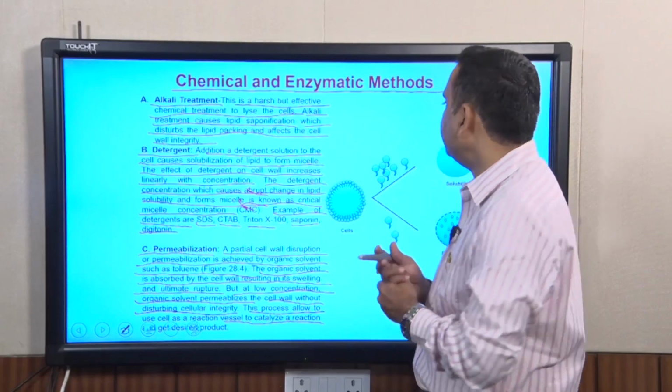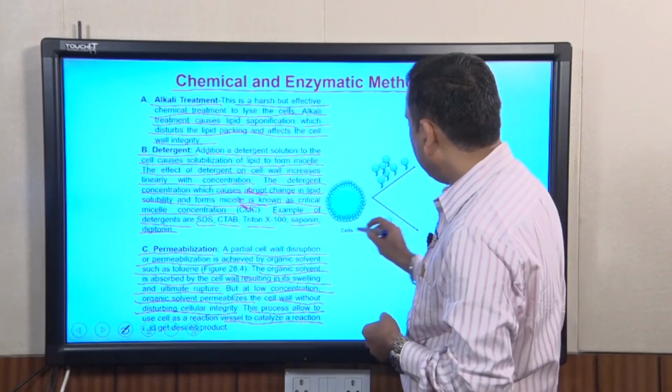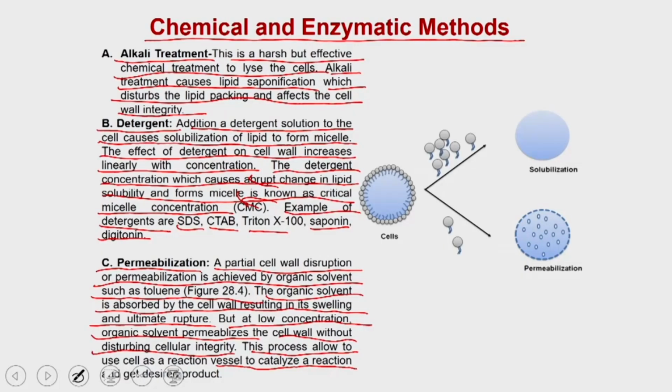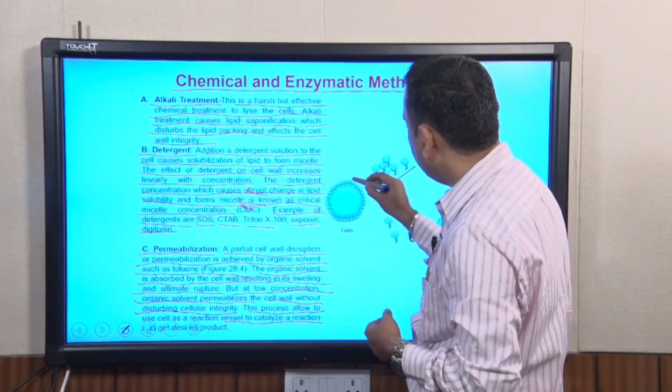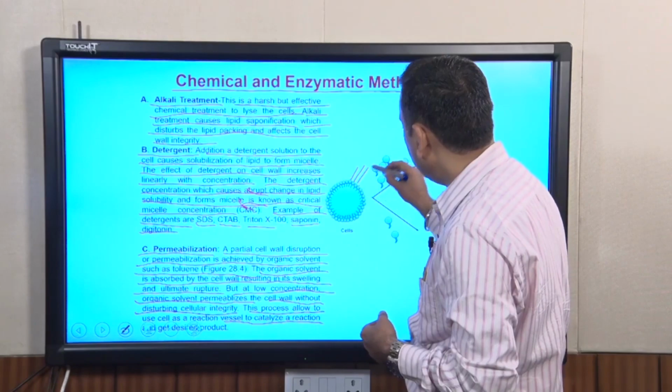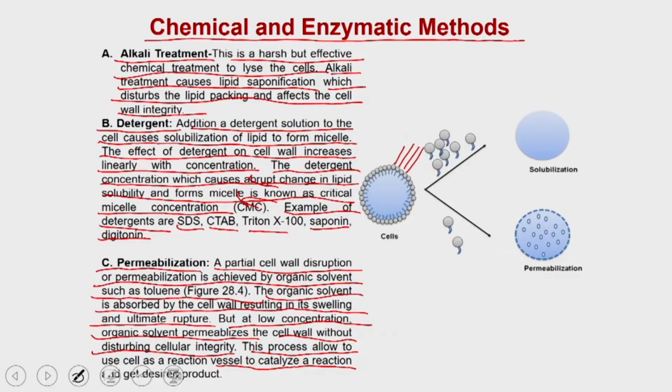Which means if you have a cell which contains the lipid bilayer, and you add the detergent, you are going to remove these lipid molecules because they are going to be dissolved into the detergent, and as a result the cell is not going to contain any plasma membrane, and this cell is going to release its content into the liquid.